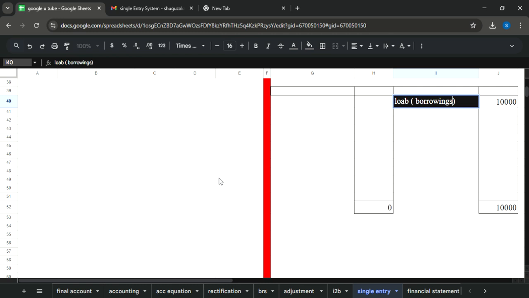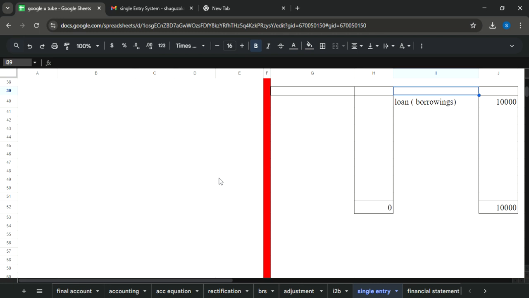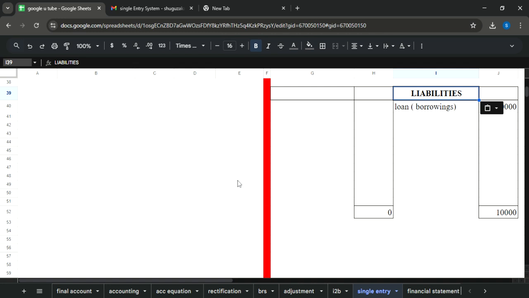Let's correct the spelling as well. This was your loan, 10,000. Why have we written it in liability? Let's put a heading as well. So here these are liabilities and we have chosen the closing statement.